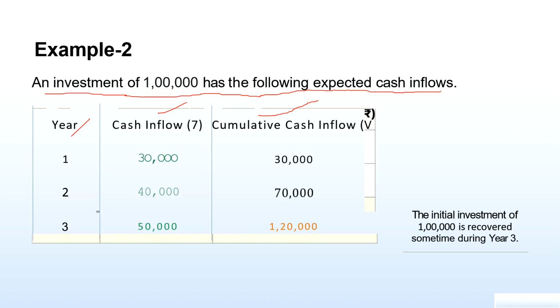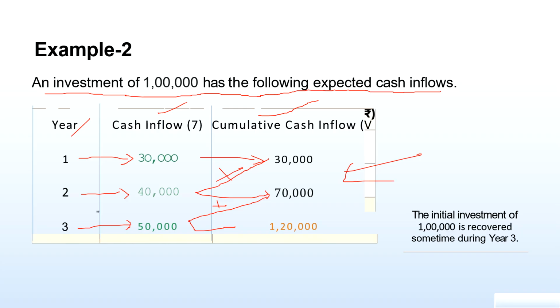In the first year the cash inflow is 30,000, the second year cash inflow is 40,000, and the third year is 50,000. Now calculate the cumulative cash inflow. The first is 30,000, and the next we add this and get 70,000. Now 70,000 plus 50,000 we get 120,000. By analyzing this, we see the initial investment of 1 lakh is recovered sometime during the third year.